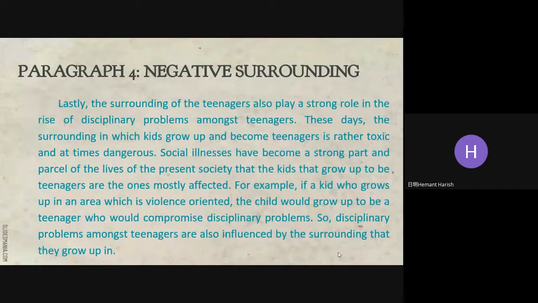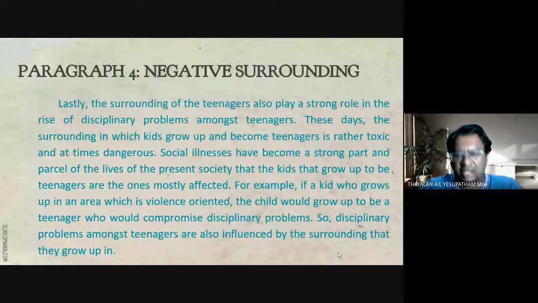For example, if a kid who grows up in an area which is violence oriented, the child would grow up to be a teenager who would compromise disciplinary problems. So disciplinary problems among teenagers are also influenced by the surrounding that they grow up in. Okay, there is a mistake in here as well. What is it?